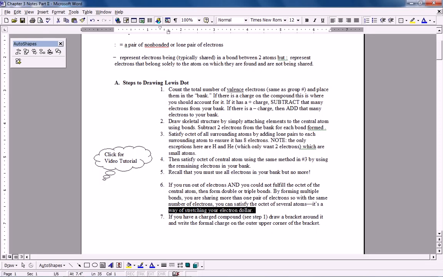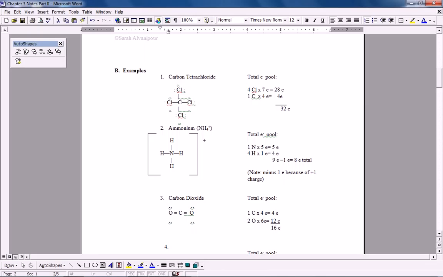All right, and last but not least, step 7, and this only applies if you have a charged compound, you need to draw a bracket and put the charge on the upper right-hand corner to denote that charge. So let's take a look at some examples here.